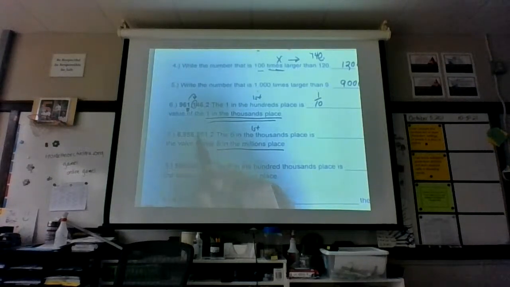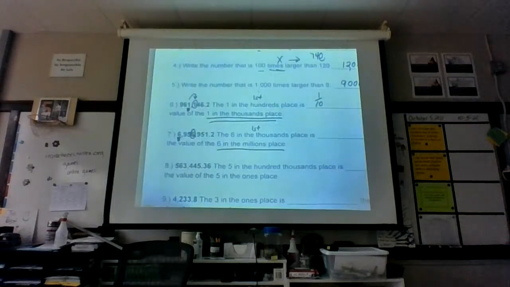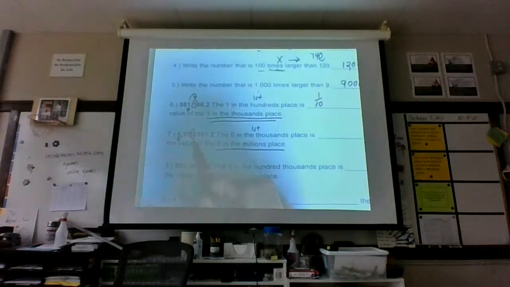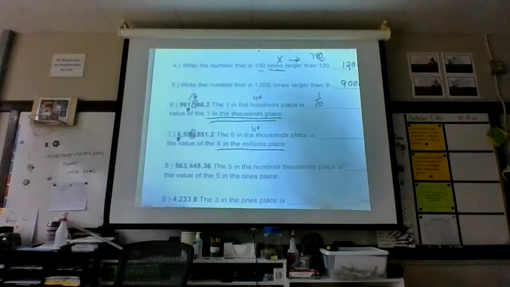Ones, tens, hundreds, thousands, 10,000, 100,000. This is the millions place. We're going to start there, and we're going to compare it to the one in the thousands place, which is right here. I know Seth is right about one thing. It's going to be a fraction because it's to the right. So the value of this is going to be part of the value of this. Parts of something are fractions.